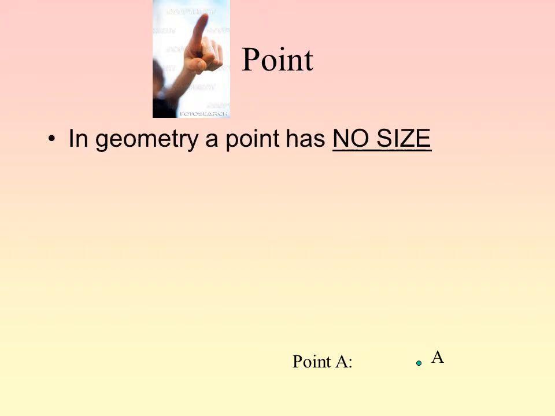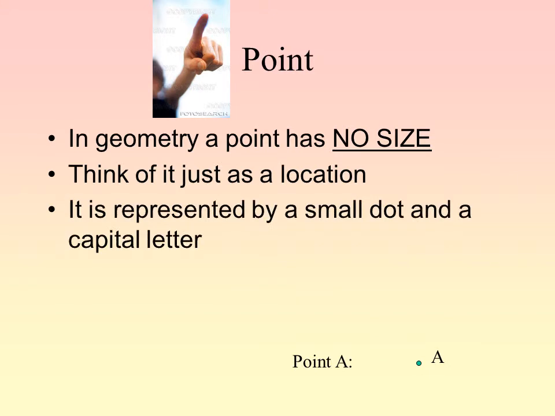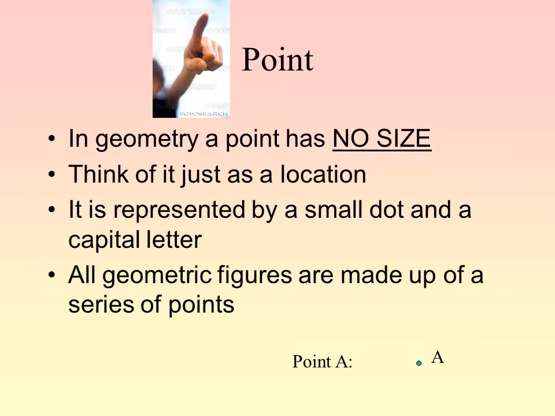It has no size. So think of it just as a location somewhere out there in space. It's represented by a small dot and a capital letter. So here on the bottom of the page, you see this little small dot and a capital letter. We would call that point A. It's always a capital letter when you're referring to a point. All geometric figures are made up of a series of points.